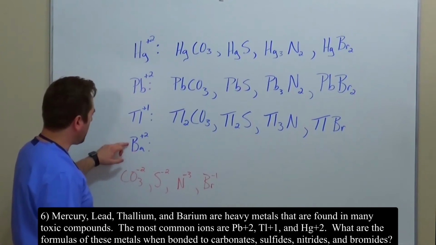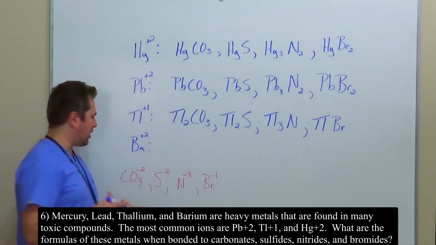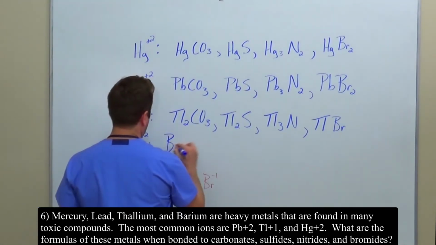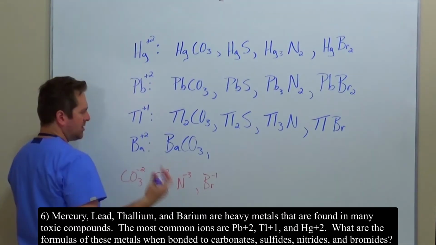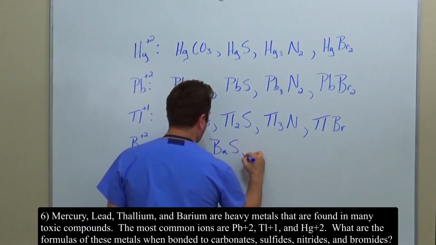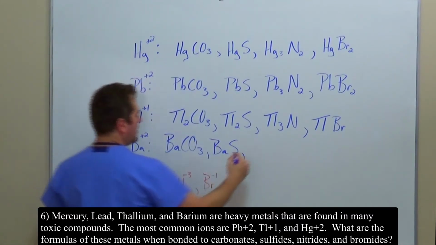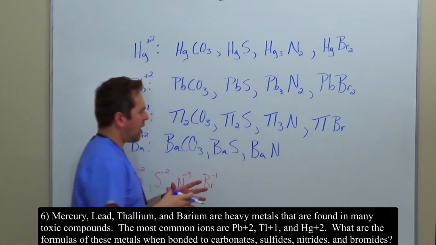Awesome. All right, barium has a positive 2 charge. Carbonate has a negative 2 charge. They neutralize. And so we just get barium carbonate. That's good. Sulfide, exact same situation. So we're going to say barium sulfide. And the nitride, now we're going to have to use multiples. And what's their lowest common multiple?